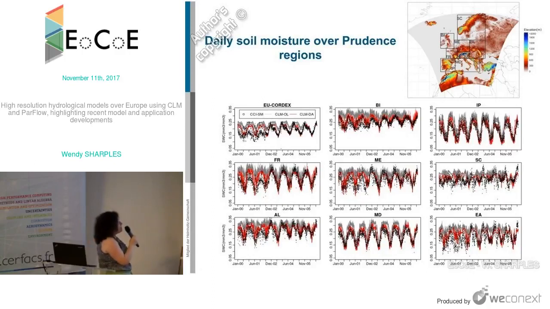And looking at the different PRUDENCE regions, which are noted up in the top right-hand corner, you can see that the CLM DA, which is in red, is closer to the observations, which are the black circles, in most of the PRUDENCE regions, looking at the daily soil moisture.